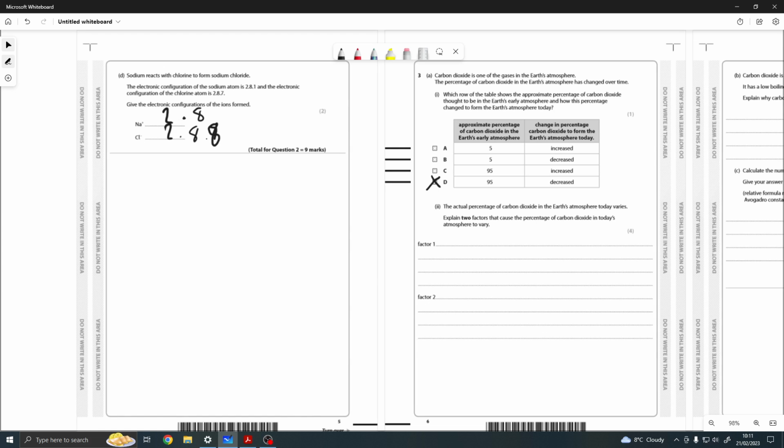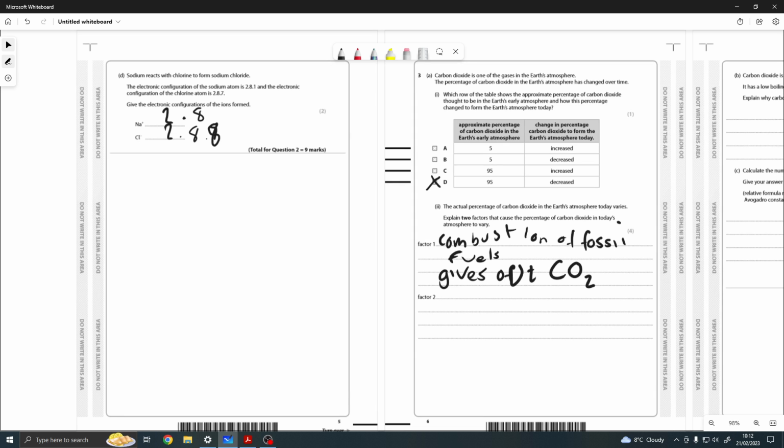The actual percentage of carbon dioxide in the Earth's atmosphere today varies. Give two factors that cause the percentage of carbon dioxide in today's atmosphere to vary. Now there are 4 marks here, so you're going to need to say a factor, then give a reason. The most obvious one here is the combustion of fossil fuels. Combustion of fossil fuels gives out CO2.